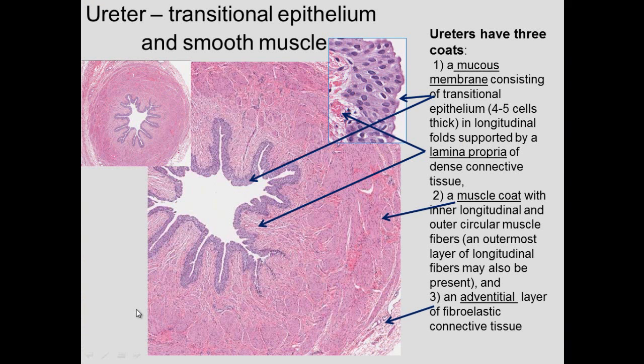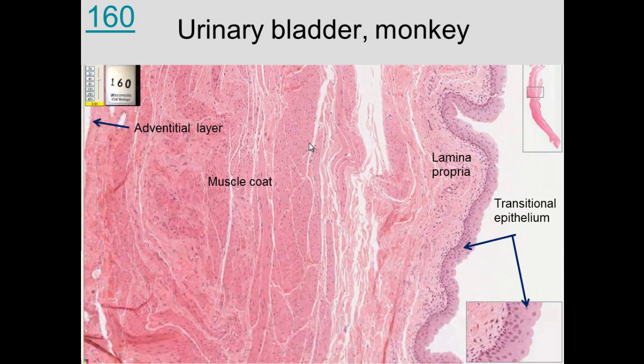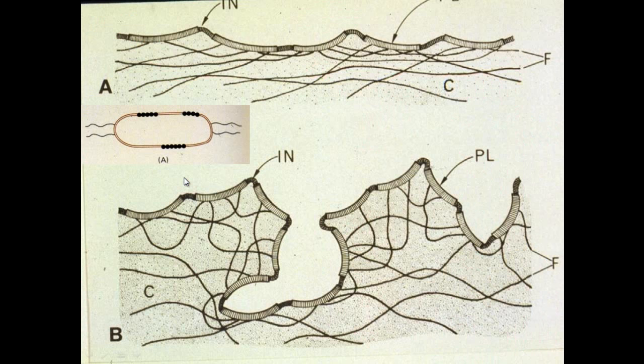And here we see a ureter. The ureter has transitional epithelium, it has a lamina propria, and it has a muscle coat. And it's got the inner circular and outer longitudinal muscle, and it has an adventitial attachment as well. So this is the ureter. Then we have the urinary bladder, transitional epithelium with muscle again. We can see one here. Similar type thing: lamina propria, transitional epithelium on the lumen, muscle coat, smooth muscle of course, and adventitia.